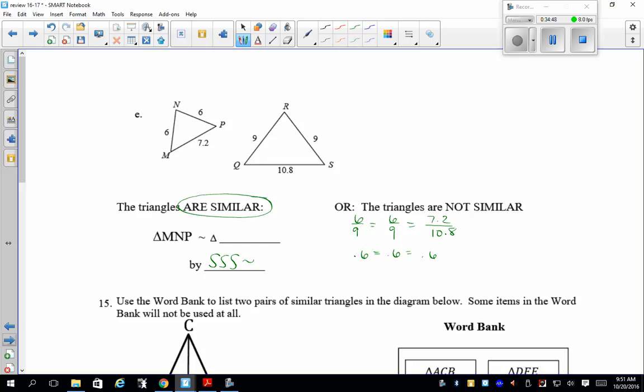And I'm going to match up here. MNP should be congruent to QRS. You also actually could do S bar Q because the triangles have two sides that are the same.